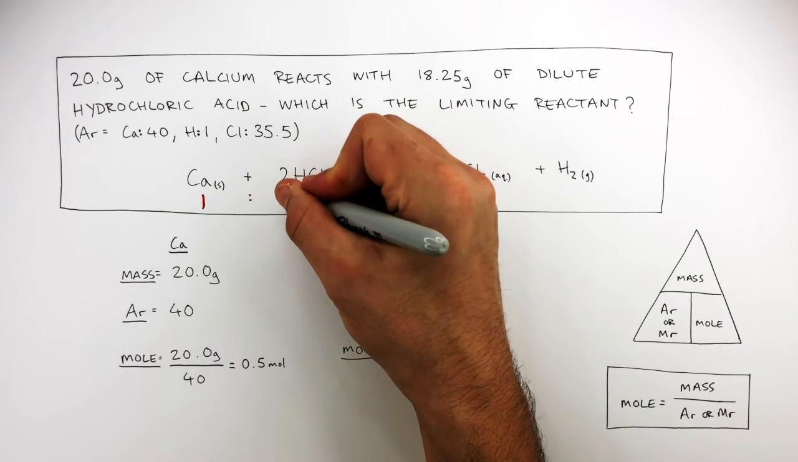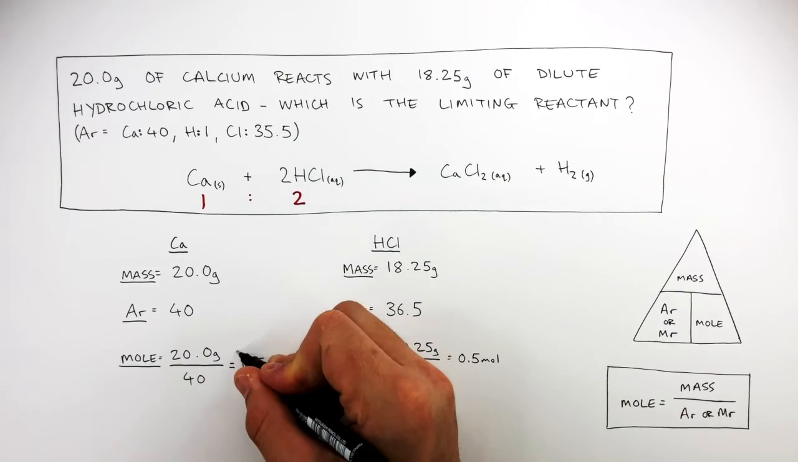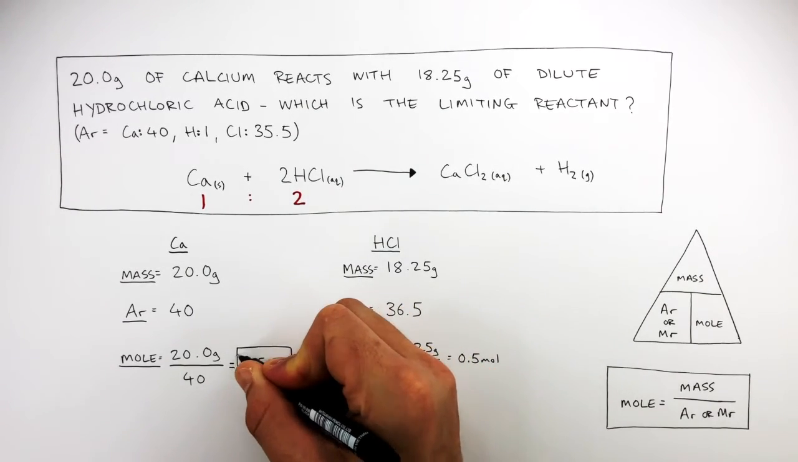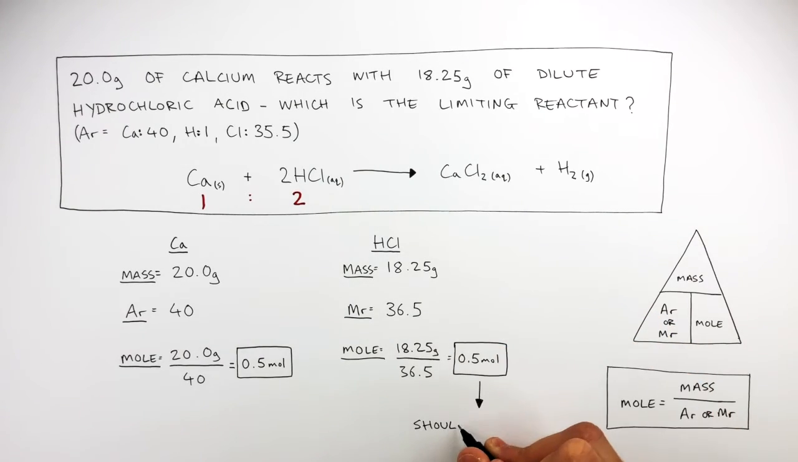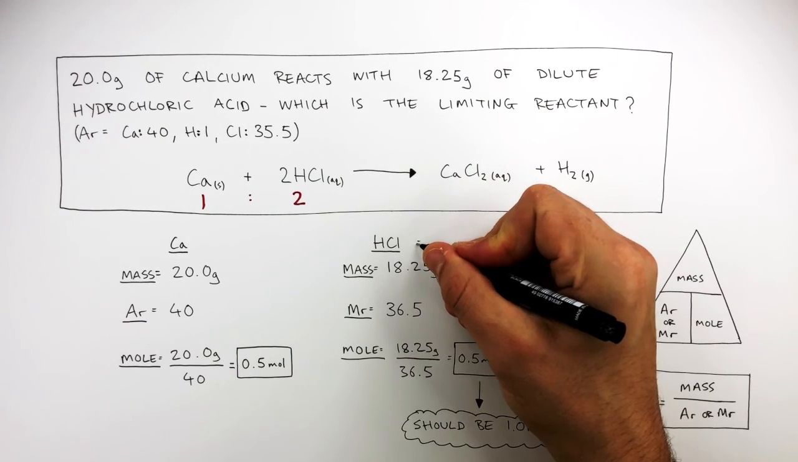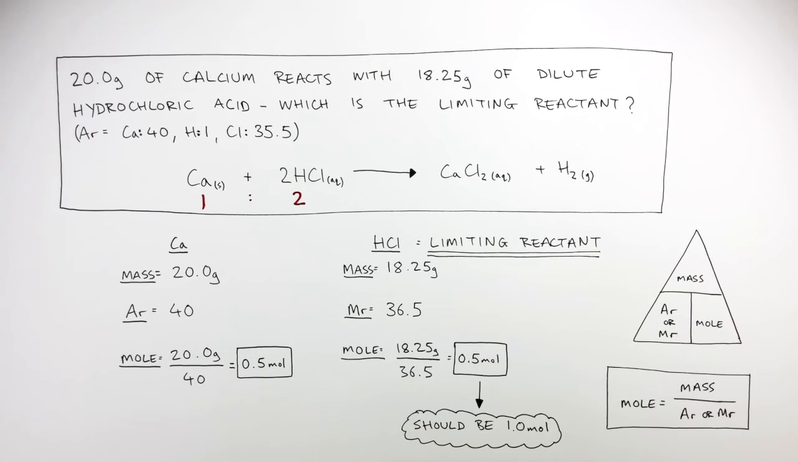The ratio of moles in the balanced symbol equation tells us there is 1 mole of calcium reacting with 2 moles of hydrochloric acid. So our calculation should be giving us twice as much hydrochloric acid as calcium. However, we can see there is 0.5 mole of calcium and 0.5 mole of hydrochloric acid. There should be 1 mole of hydrochloric acid. Therefore, hydrochloric acid is the limiting reactant in this chemical reaction.